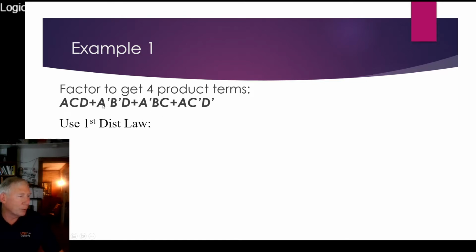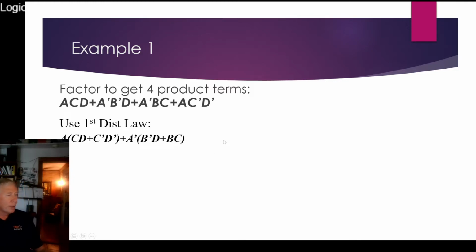And we can arrange it so we have the other two, A prime B prime D and A prime B C, and we can factor out an A prime. So then it looks like this: A times CD plus C prime D prime plus A prime times B prime D plus BC. All right, so that's great. That's easy. Now we can use the multiplying and factoring theorem, because we have A times something and A prime times something. So we can apply it.